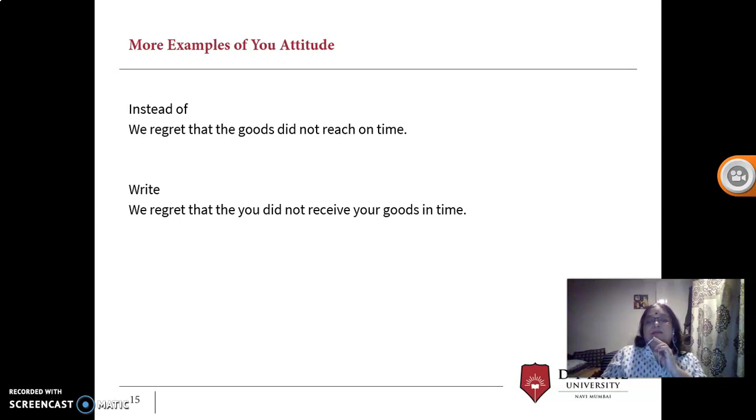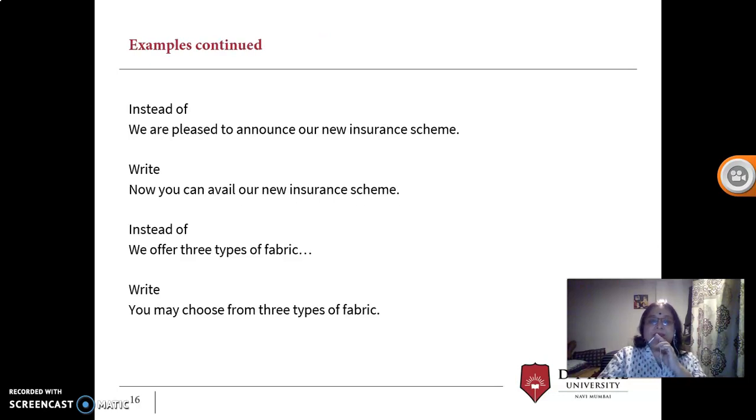And now more examples. Like for example, if you cannot do something and you say, we regret that the goods did not reach on time. This is so impersonal and there is no feelings there. But the better way would be, we regret that you did not receive your goods in time. So it's the you attitude here again. Now more examples. Like for example, we are pleased to announce a new insurance scheme could be better when you say, now you can avail our new insurance scheme. Now instead of we offer 3 types of fabric, you could say you may choose from 3 types of fabric. So here again the recipient feels that he or she is the focus of your intention. The letter is meant for that person and that person feels valued.